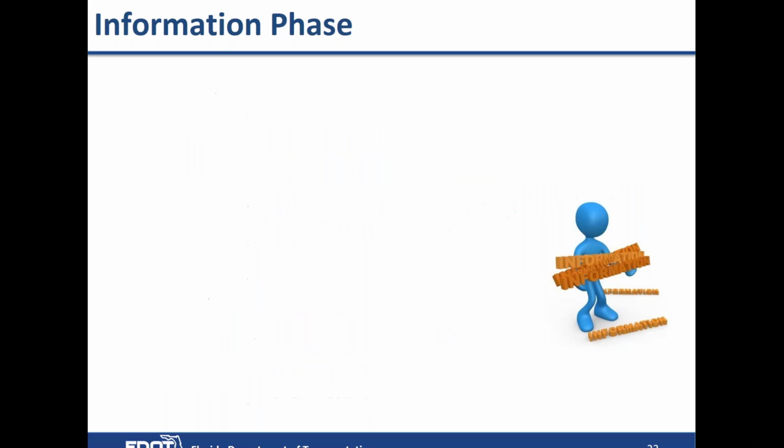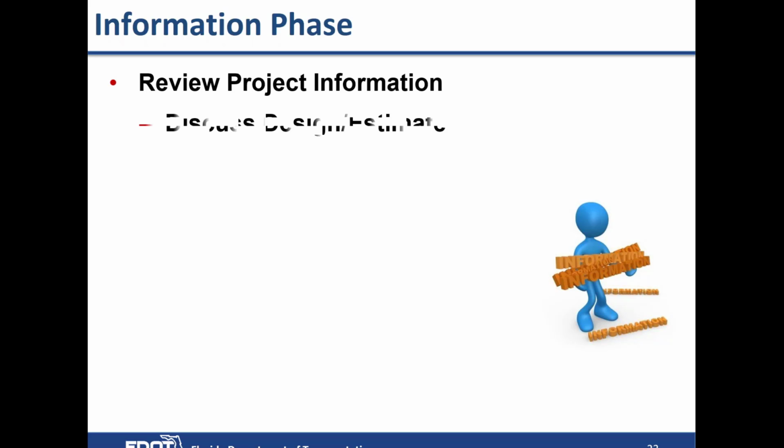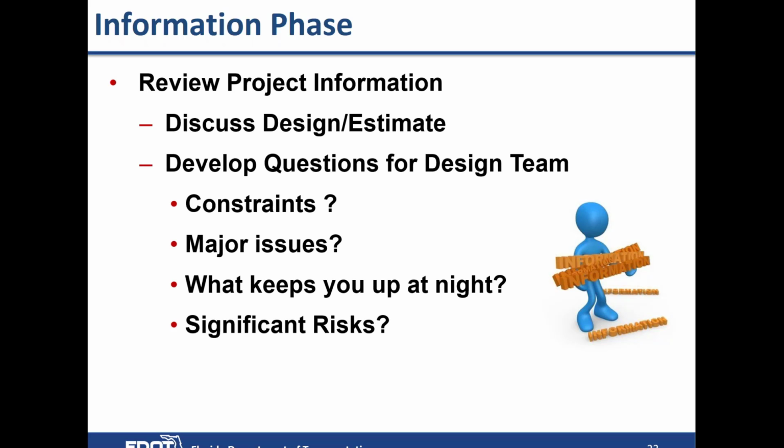The information phase. So the team's going to review all the project information. Project information will be distributed to the team typically 1 to 2 weeks prior to the study. Team members are asked to familiarize themselves with the study, and any information related to their specific discipline. The first day of the study is when we're going through this information phase, and as a team, we're going to discuss the design and what the estimate is. And is there anything missing? You're going to develop questions for the design team.